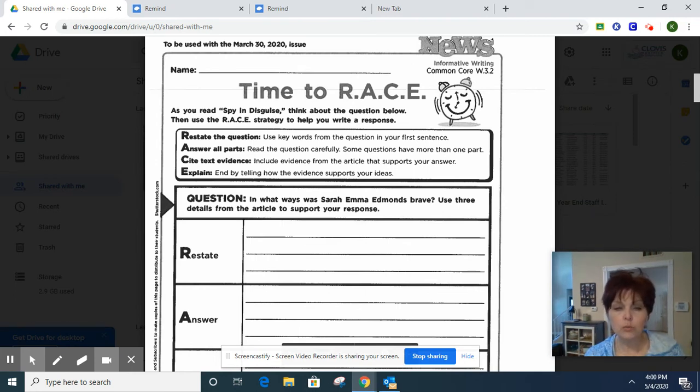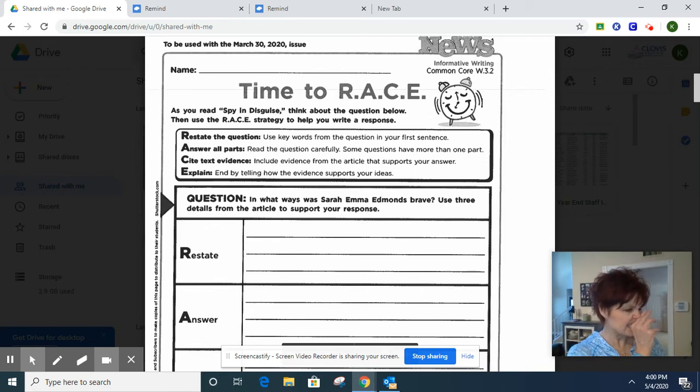Okay, so in what ways was Sarah Emma Edmonds brave? Use 3 details from the article to support your responses. So restate the question. Sarah Emma Edmonds was brave when she enlisted in the Union Army to help fight in the Civil War. She was brave when she snuck behind enemy lines, into the South, into the Confederate Army's territory to sell cakes. And she was brave when, let's see, when she was used as a spy.